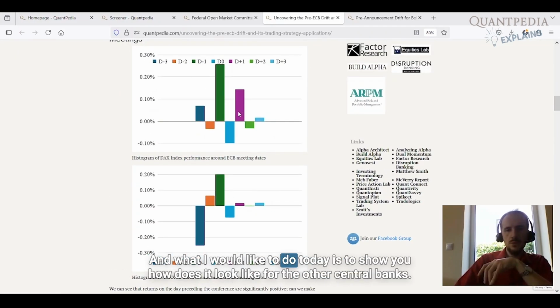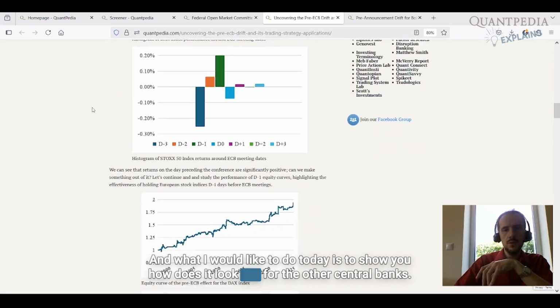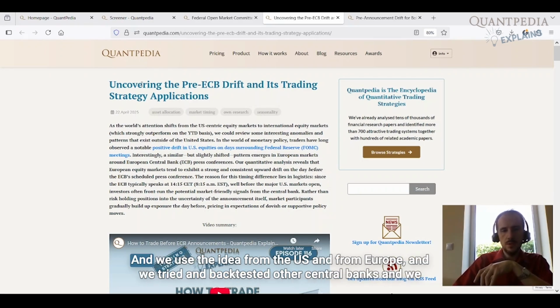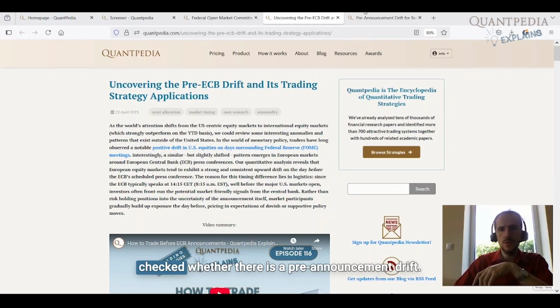What I would like to do today is to show you how it looks for the other central banks. We use the idea to position ourselves before the announcement of the central banks, we use the idea from the US and from Europe, and we backtested other central banks, and we checked whether there is a pre-announcement drift.